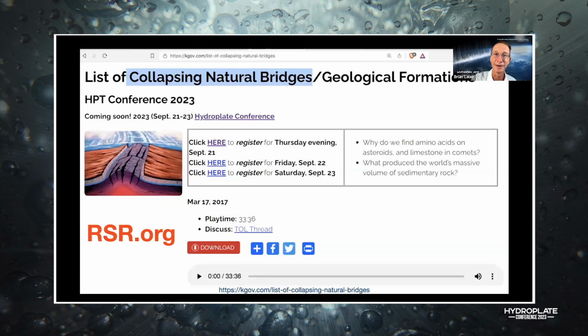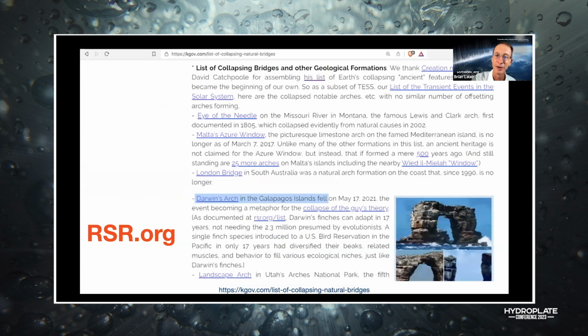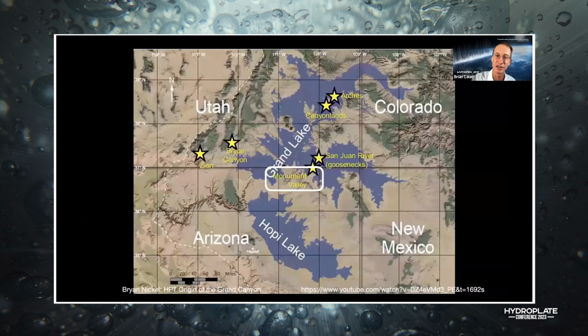And if you go into rsr.org and listen to their collapsing arches, their average is 1 to 2 arches a year that have been collapsing for 50 years, but they're not being formed that fast. And even Darwin's Arch in the Galapagos fell. Yeah, but they're not being formed at that rate. So their timeline over millions of years doesn't make sense.